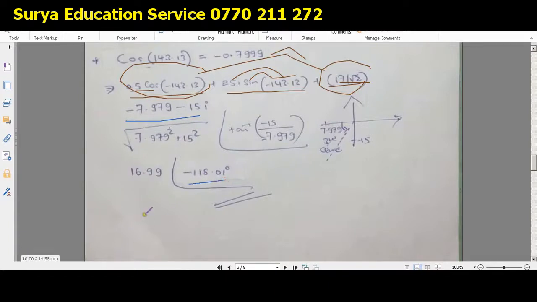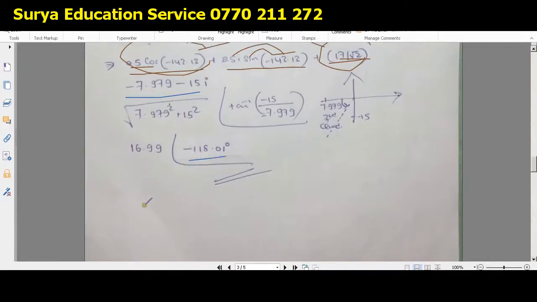118.01 angle, right? So what is our total voltage? So our total voltage is 16.99, which is having the first angle that lags by 180 degrees. So that is why it is negative, minus 118.01. Okay, so that is clear.